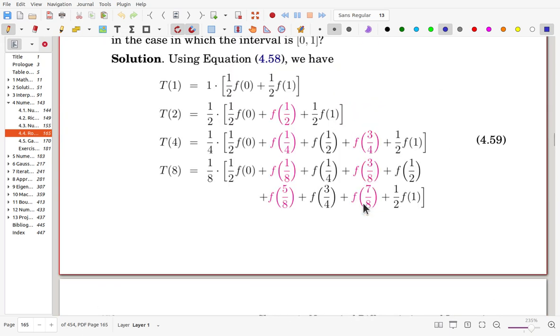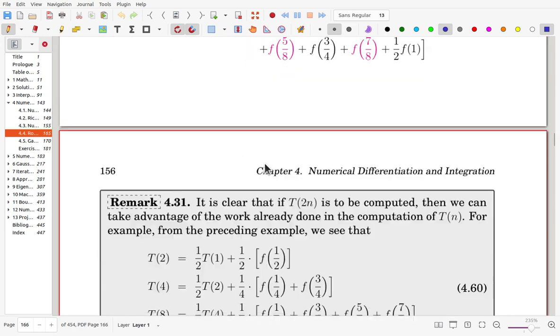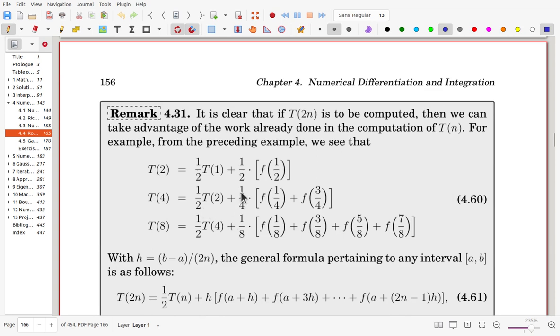Now for T4, here, this is, rather than half, we have a quarter, so that for these black inputs, now half of, that will be half of T2, and we try to add this extra contribution along with h value, that's quarter. So we have here now half of T2 plus a quarter of this extra contribution. And T8 is half of T4 and the h times and extra evaluations here.